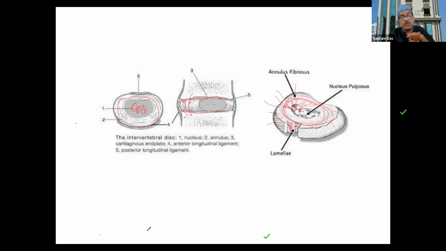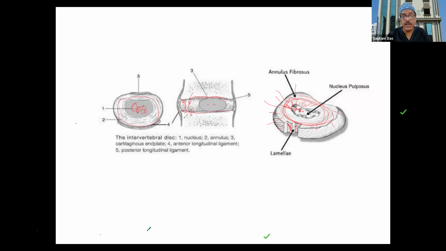Two laminae will be coming closer. So the ligamentum flavum between the two laminae will be folded and coming anteriorly. And that will be causing the narrowing of the spinal canal. So I'll be coming to this point just now. That condition is known as spinal canal stenosis.